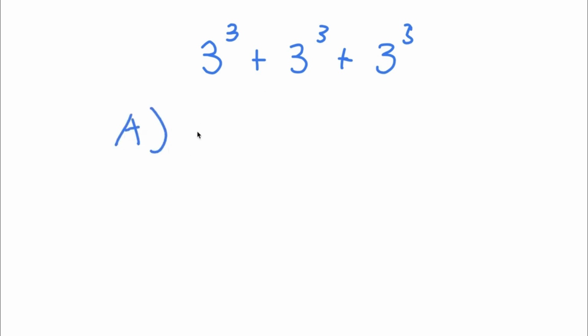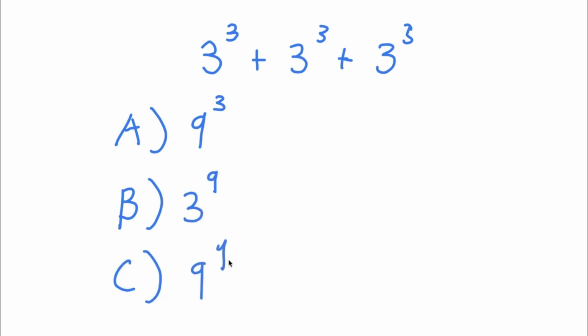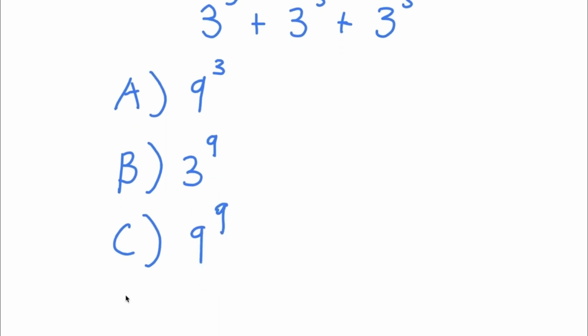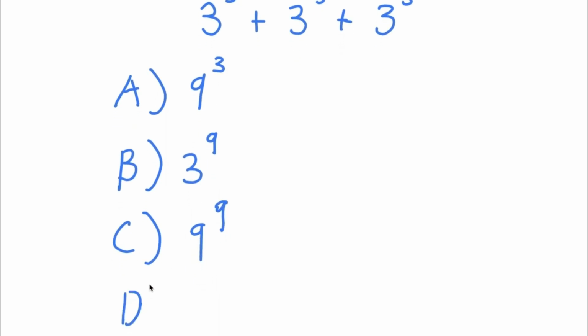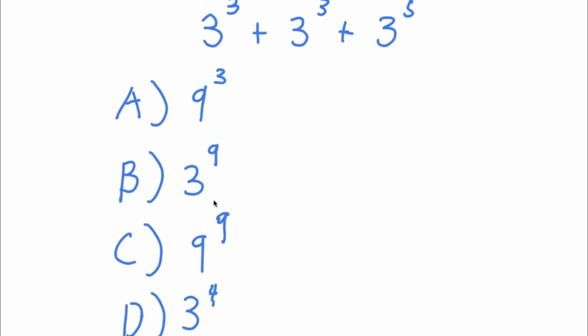So for answer choice A, I have 9 to the power of 3. For answer choice B, I have 3 to the power of 9. For answer choice C, I have 9 to the power of 9. And for answer choice D, I have 3 to the power of 4. So I want to figure out which one of these answer choices is right.